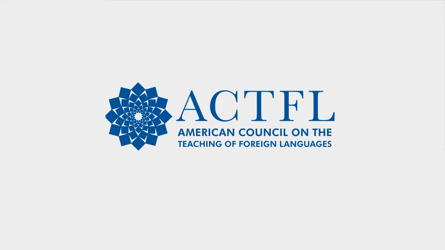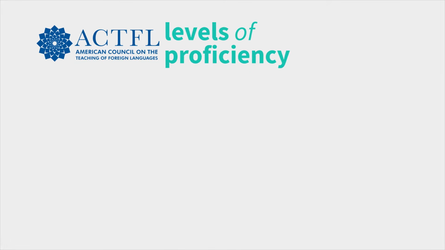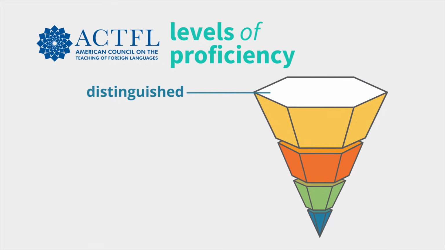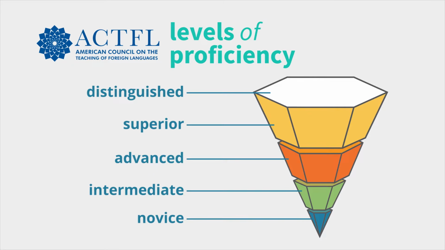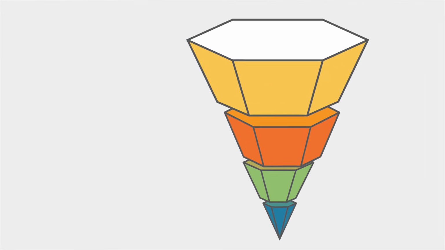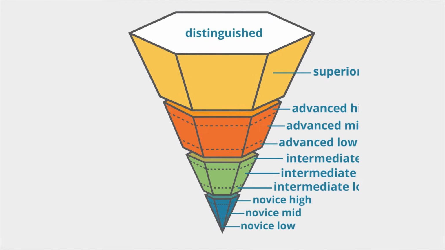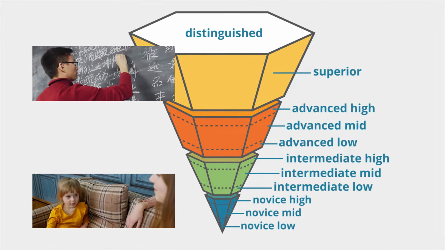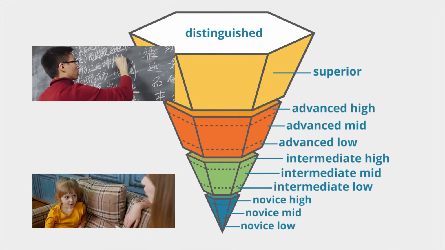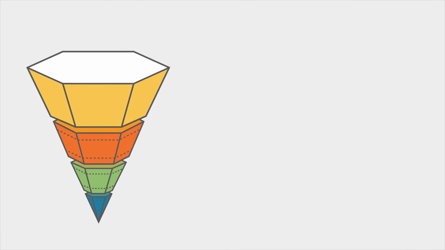The American Council on the Teaching of Foreign Languages has developed guidelines that describe the major levels of proficiency: distinguished, superior, advanced, intermediate, and novice. Each of the levels is then subdivided into high, mid, and low. Altogether, this scale shows the continuum of language proficiency from very little or no function to extremely well-versed and articulate. We can better understand these levels with the help of some simple analogies.